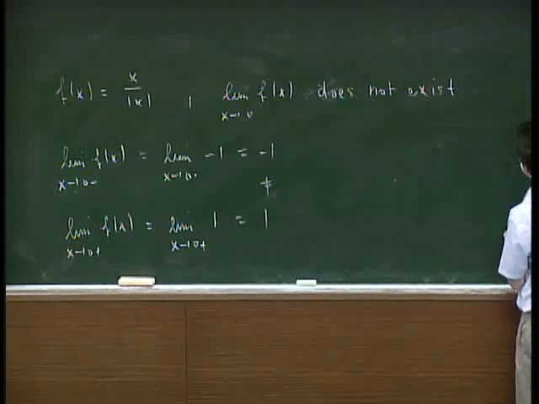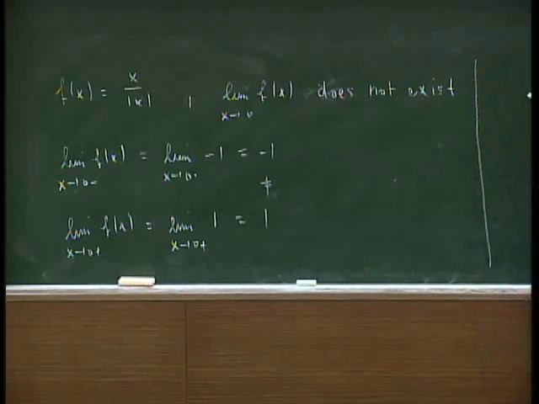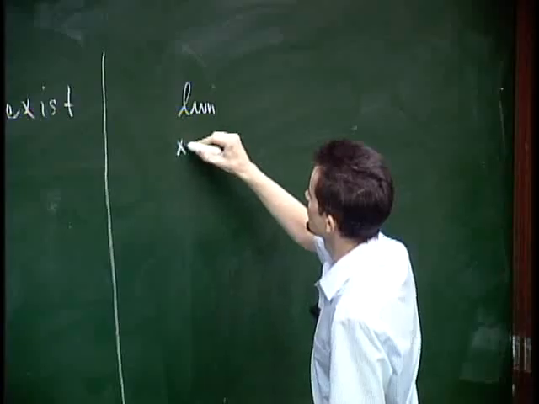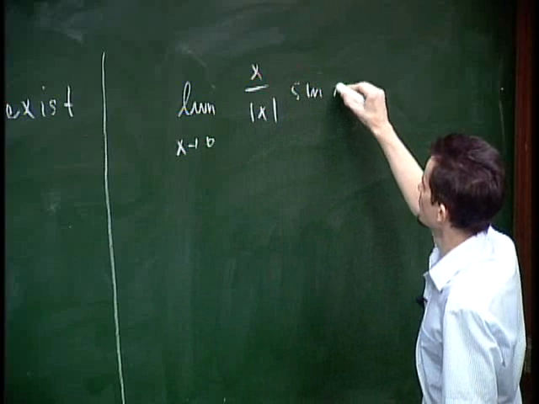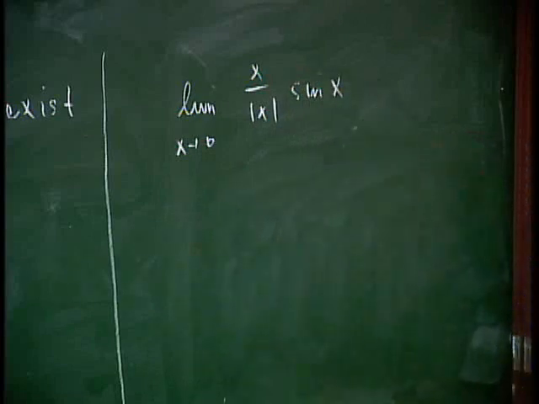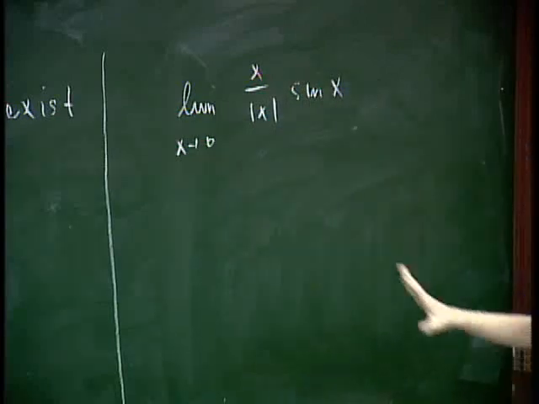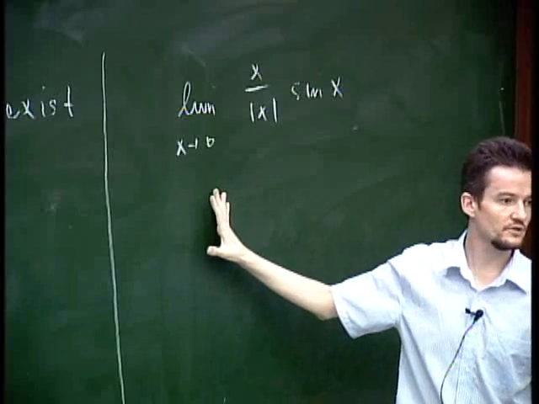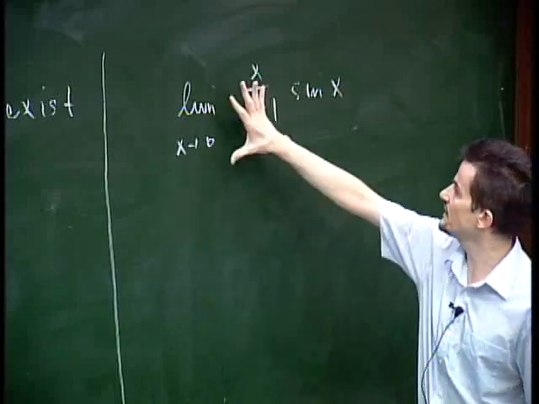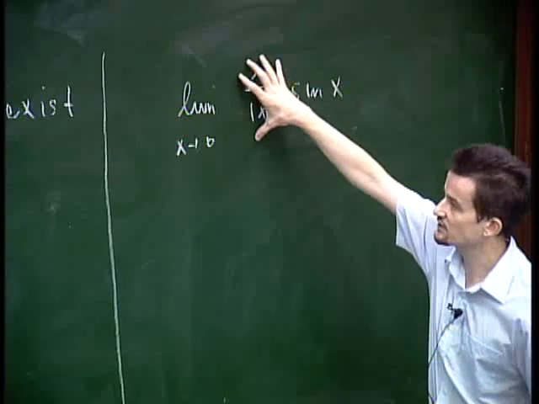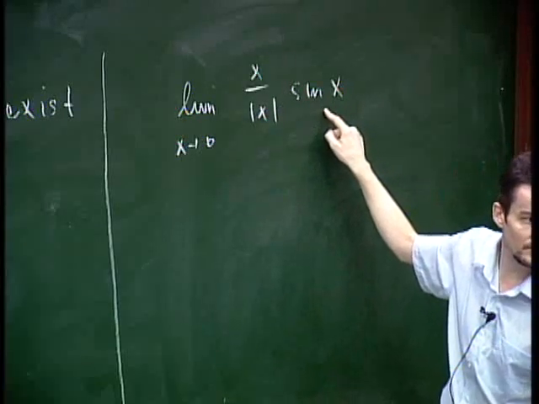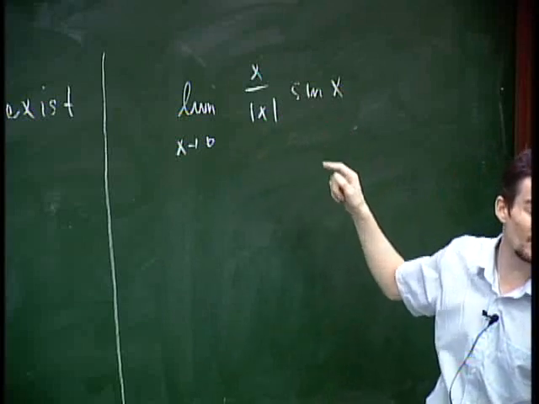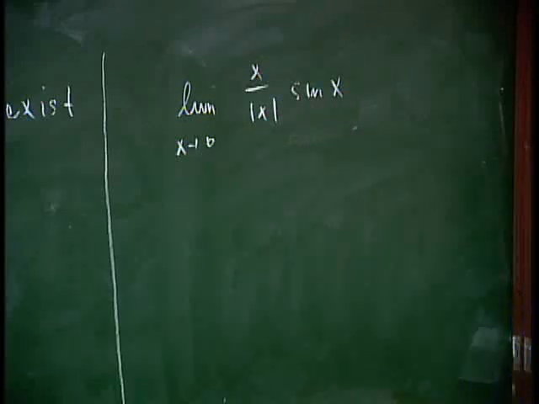Now, maybe a slightly more interesting example is this one. Okay, so if you, without thinking, just apply the product rule, you would say that the limit of this product is the limit of this function times the limit of this function. And the limit of this function is 0. Okay? So you would get 0. This answer is correct, but to deduce it like this is wrong.